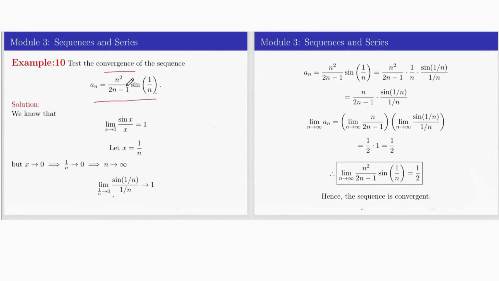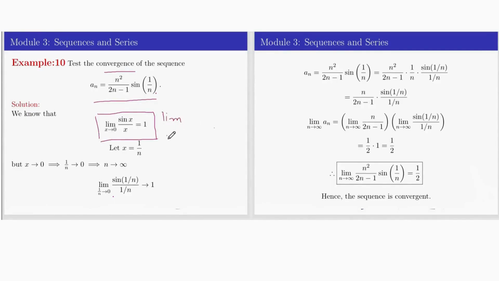Now in this sequence, the sine 1 upon n function is given, so here we use one important result. We know that limit x tends to 0, sine x upon x equals 1. This is a result you already studied in the previous standard. We use this result to solve this problem. Actually there is no need to evaluate this one, but for understanding purposes I am giving you the solution of this limit.